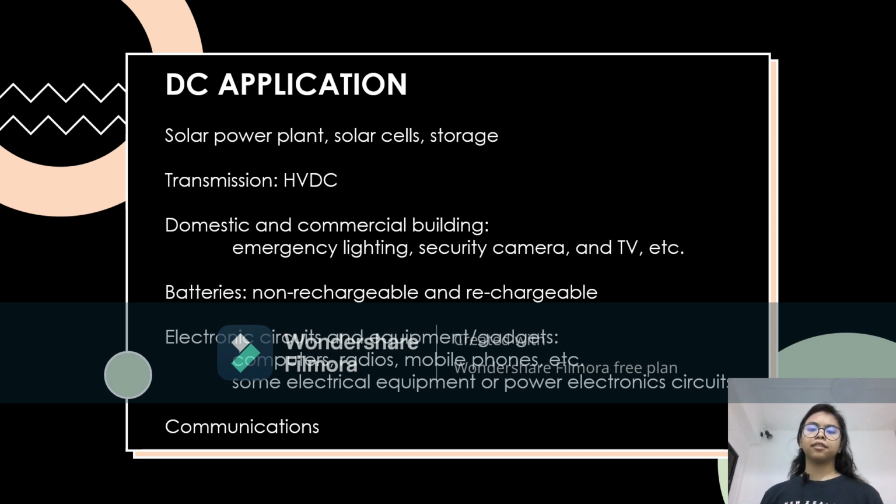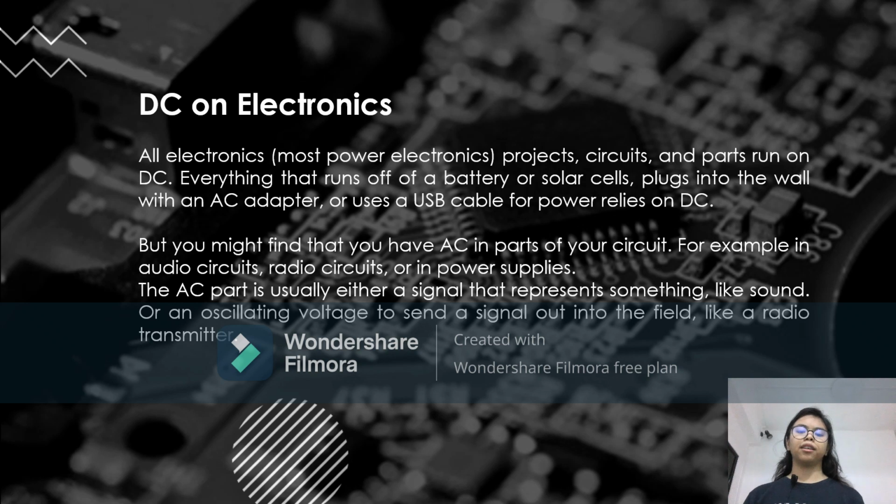Electronic equipment or gadgets, such as computers, radios, mobile phones, and in fact all electronic equipment, use direct current to power the electronic system. Bipolar transistors, FETs, and the integrated circuits that use these components all need direct current to power them, and will be damaged if a reverse polarity is applied. All electronics, or most power electronics, project circuits and parts run on DC.